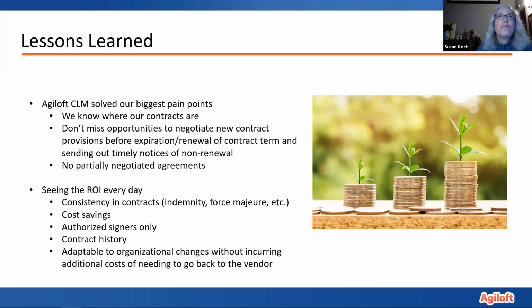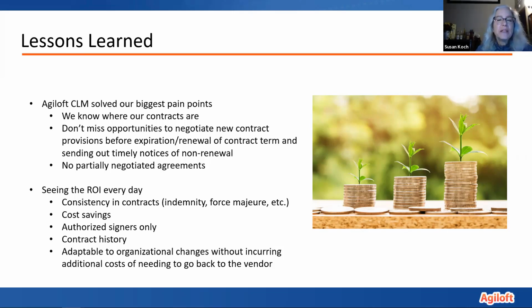Previous to Agiloft, I would find in a contract, who is this person that signed it? I don't even know who this person is. They entered into an agreement on the company's behalf. They weren't authorized, but it was signed. So now we only have authorized signers execute agreements, which also helps with the workflow so that they're aware of what's out there.